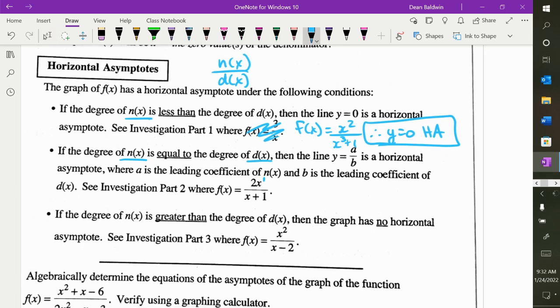in this case, the degree of the numerator is 1. The degree of the denominator is 1. You look at the leading coefficients. What's the leading coefficient of the numerator? 2. What's the leading coefficient of the denominator? 1. So my horizontal asymptote is 2. Okay?